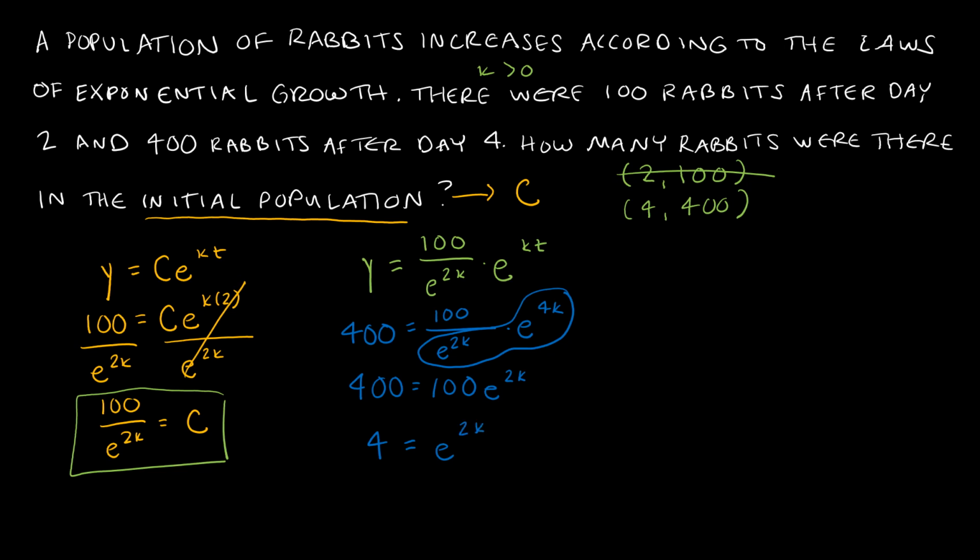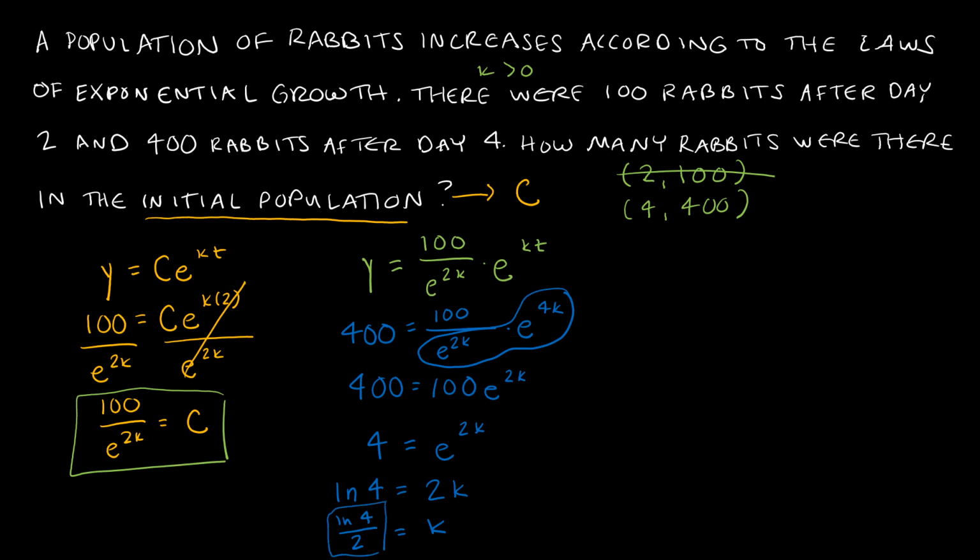So now I'm getting closer to being able to solve for k. And again, that's not what I want to do. I want to solve in the end for c, but we have to find k first. So from here, I'm going to take the natural log of each side, and that's going to give me 2k, which means the natural log of 4 divided by 2 is going to be equal to k. Again, as I did in my last example, I'm going to leave this as an exact result.